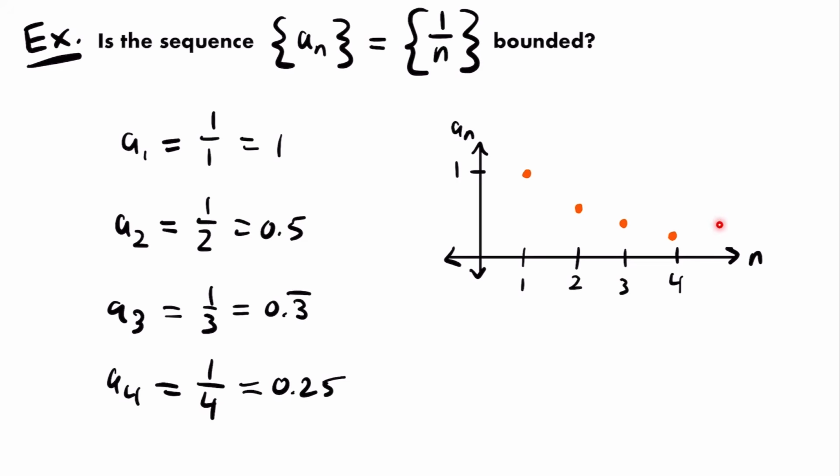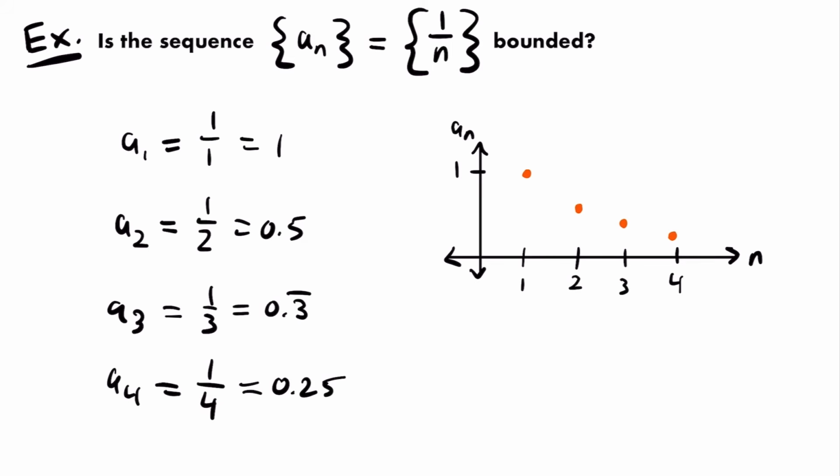All right, now by looking at the graph of these terms, can we conclude that this sequence is bounded? Is there some upper bound that these terms will not get greater than, and is there some lower bound that they will never go below or be less than?